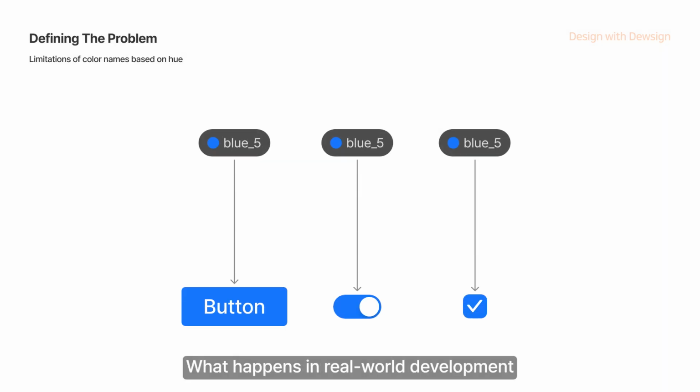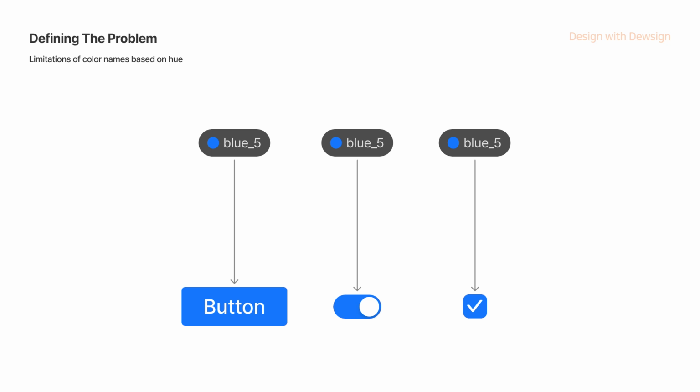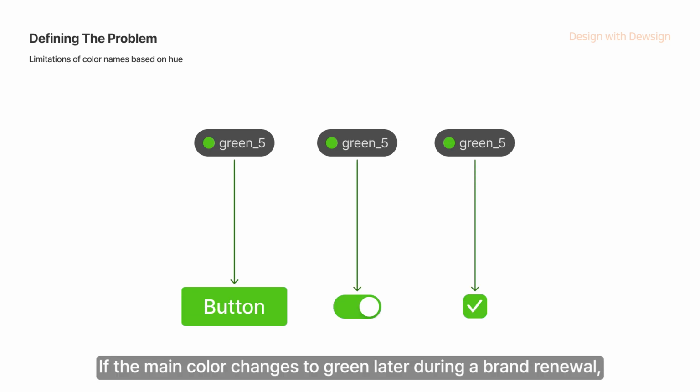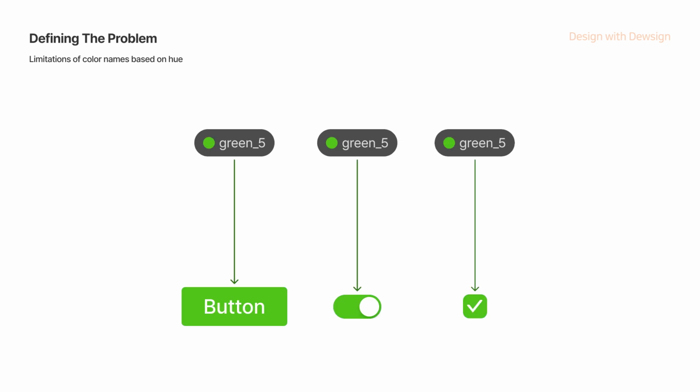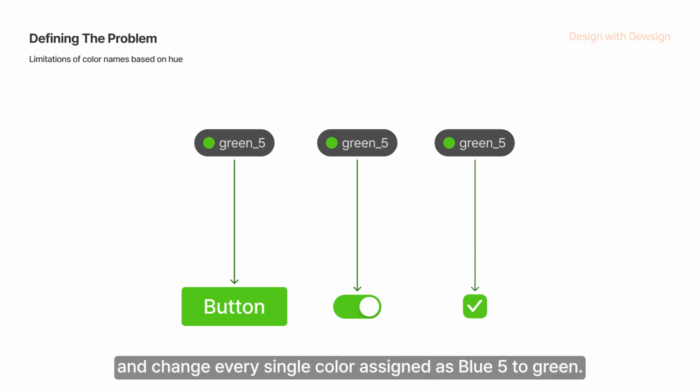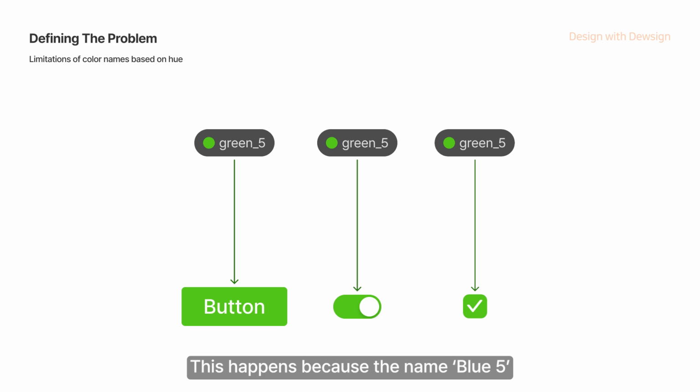What happens in real-world development if you tell a developer, please make this main button blue 5. If the main color changes to green later during a brand renewal, you'll have to manually go through and change every single color assigned as blue 5 to green. This happens because the name blue 5 only carries a raw color value. It doesn't contain any design intent regarding what role this color actually plays on the screen.